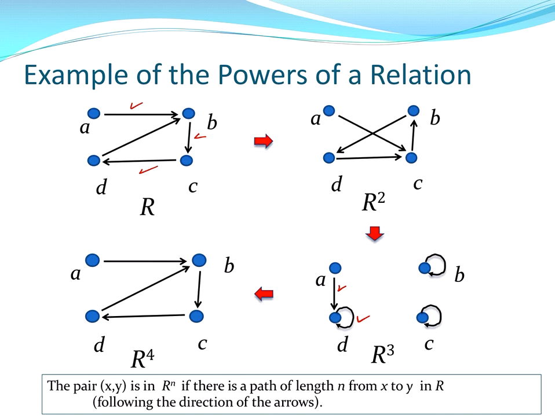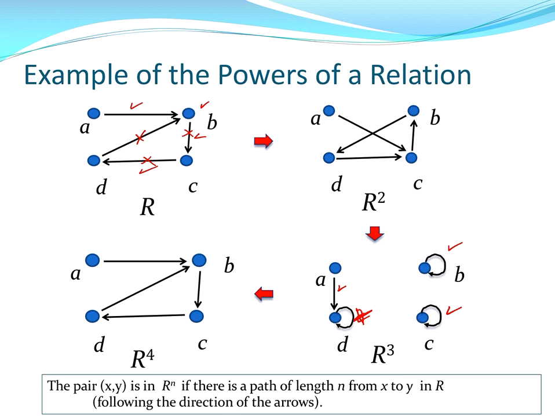And then if I do DB, BC, CD, I get back to D in 3 steps. I must have a loop at D in R3. And the same thing will be true for B. B gets back to itself in 3 steps, so there's a loop in R3. And C gets back to itself in 3 steps, so there's a loop at C in R3.